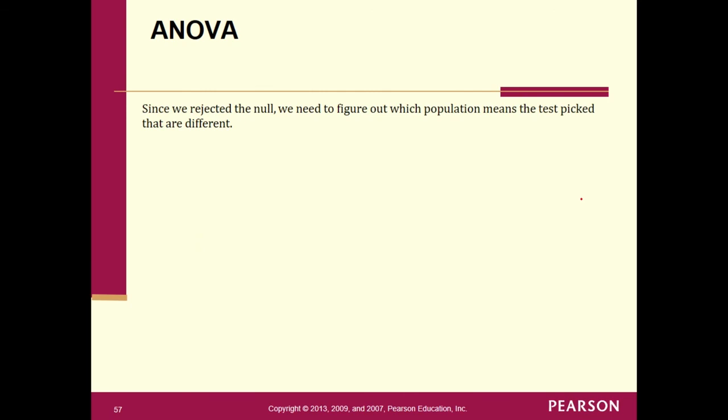So since we rejected the null, we need to figure out which population means the test picked up that are different. So we aren't going to make a 95% confidence interval for each possible difference. Remember I told you at the beginning that looking at individual confidence intervals based upon just all that sample information, we were not going to do. And so we don't do that. It was a good way of thinking about the differences between maybe mu1, mu2, and mu3. But we're not going to make a 95% confidence interval for each possible difference.